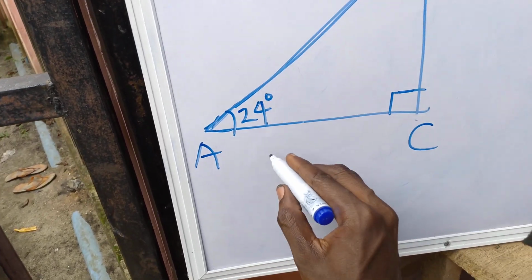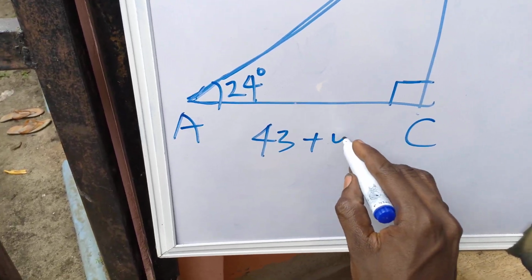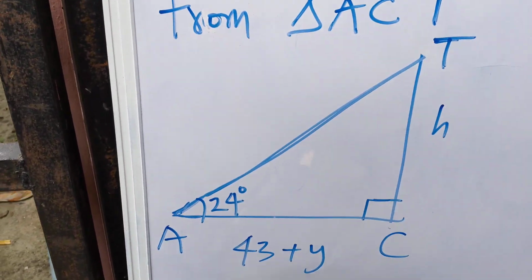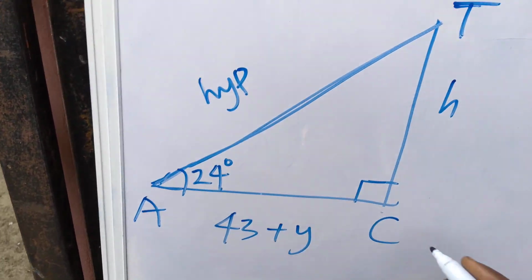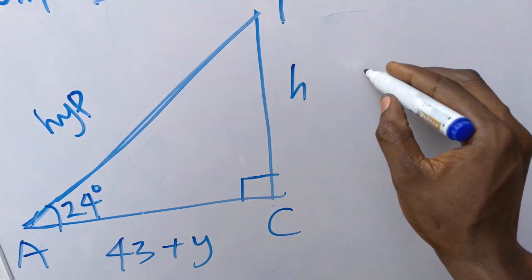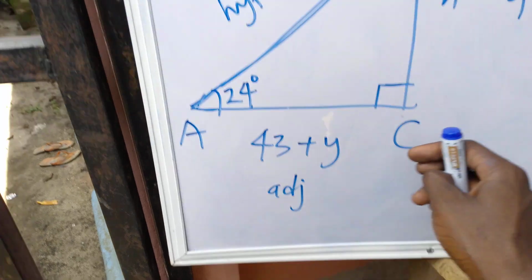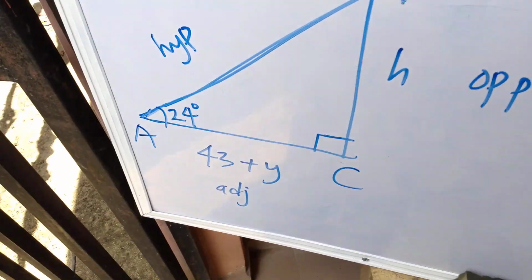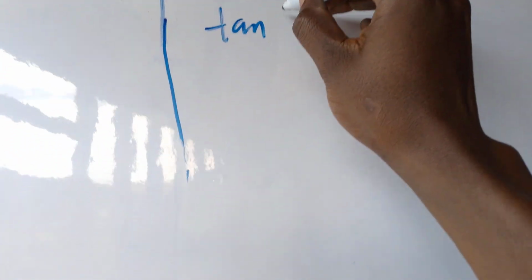The distance between A and C is 43 plus Y, and this is the height of the pole. Likewise, the side facing 90 degrees is my hypotenuse. The side that faces the angle of inclination is my opposite side. Then this remaining side becomes my adjacent. So I'm giving my opposite side as H and my adjacent side as 43 plus Y. That means tan 24 degrees.